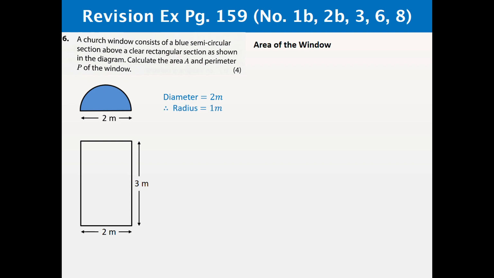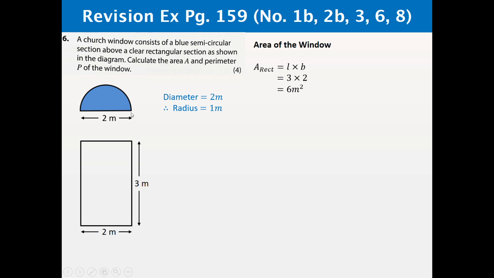So I'm first going to calculate the area of the rectangle. I'm calculating the whole thing, but I'm going to start with the rectangle. The area of the rectangle is length times breadth, which is 3 times 2, which is 6 meters squared. Then the area of the semicircle.